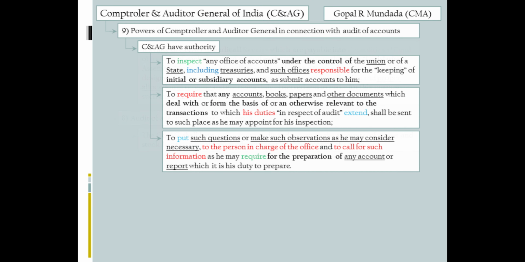So guys, next is the power of the C&AG in connection with the audit of accounts. The C&AG has authority to inspect any office of accounts under the control of the union or any state, including the treasuries and such offices responsible for keeping initial and subsidiary accounts as are submitted to him. Next is to require that any account books, prepared papers and other documents which deal with or form the basis of, or are otherwise relevant to, the transactions to which his duties in respect of the audit extend, shall be sent to such place as he may appoint for his inspection.